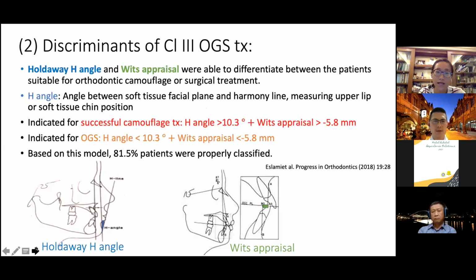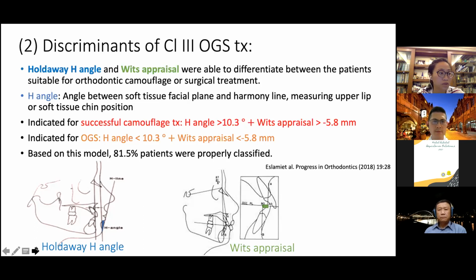And in 2018, they also proposed an equation with the Angle and Wits appraisal. They proposed that they were able to differentiate between patients suitable for orthodontic camouflage treatment or surgical treatment. The E angle is the angle between the soft tissue facial plane and the harmony line, measuring the upper lip or soft tissue chin position.